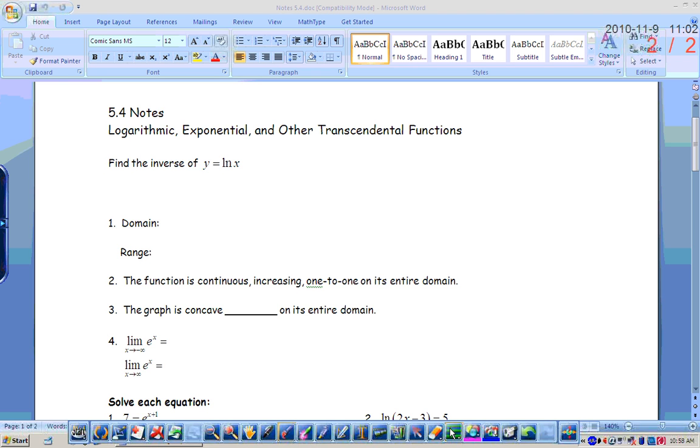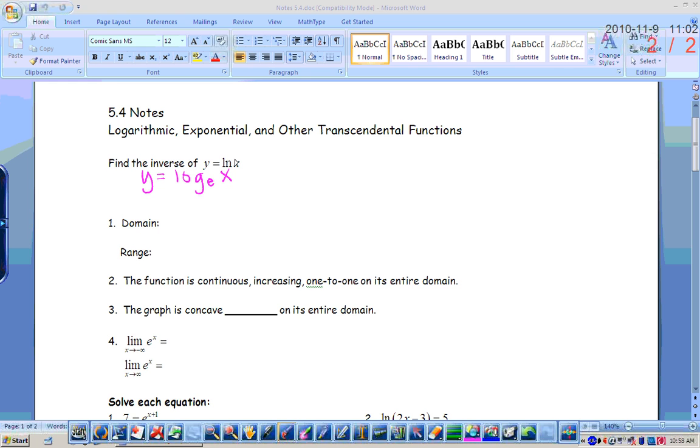What we're going to talk about is taking the derivative and the integral of e to the x, which is a logical follow-up to natural log, because they are inverses of each other. If you find the inverse of y equals ln x, remember that that's the same thing as y equals log base e of x. And how do you find the inverse of an equation?